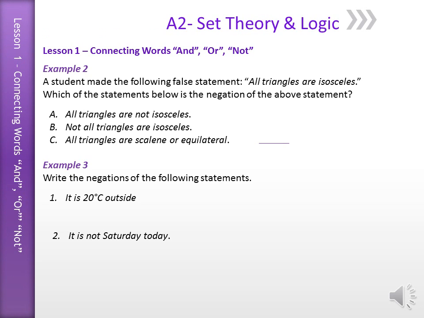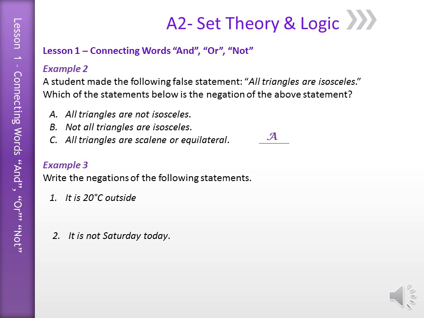Example 2. A student made the following false statement. All triangles are isosceles. Which of the following statements below is the negation of the above statement? A. All triangles are not isosceles. B. Not all triangles are isosceles. C. All triangles are scalene or equilateral. We do want to use the word not, so we can rule out C, and A is the better of these two choices. All triangles are not isosceles.